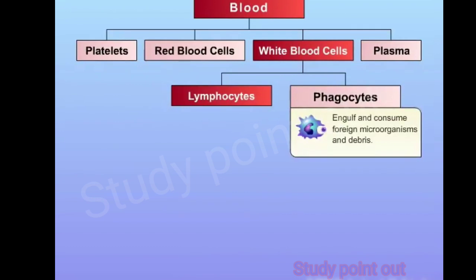Phagocytes are a major type of cell in the body responsible for immunity as well. These are responsible for the engulfment and consumption of foreign particles. The phagocytes literally can eat foreign bodies that include viruses.